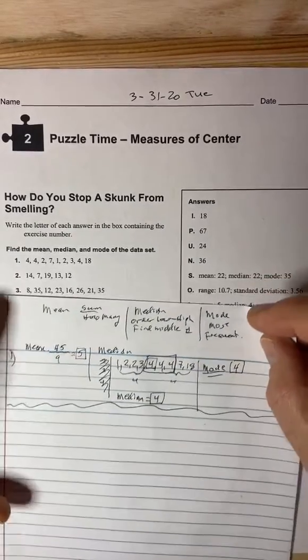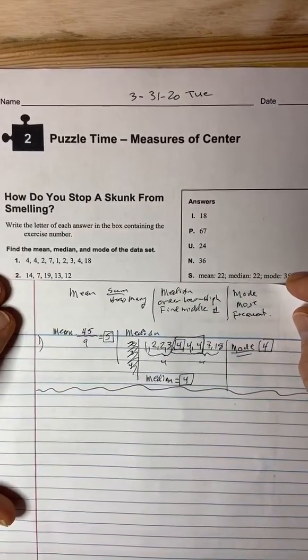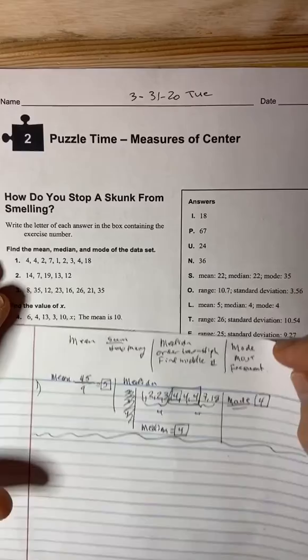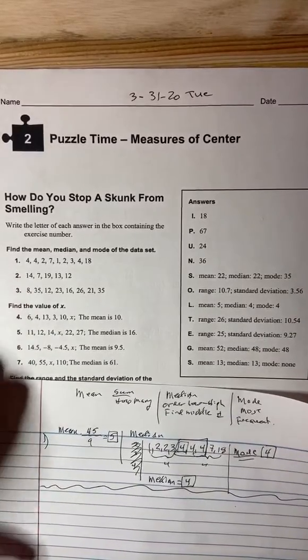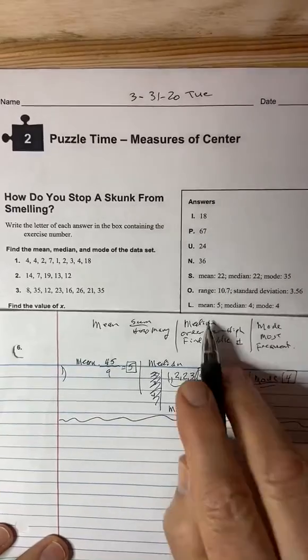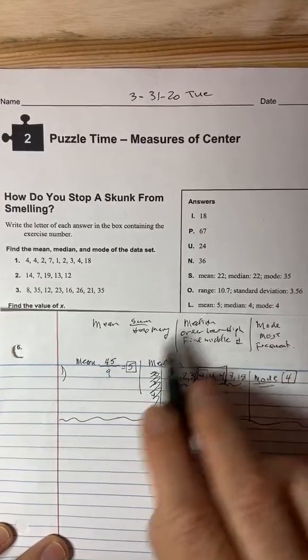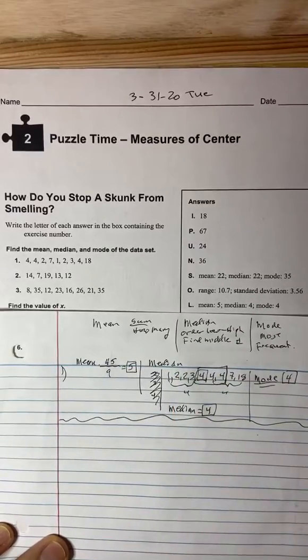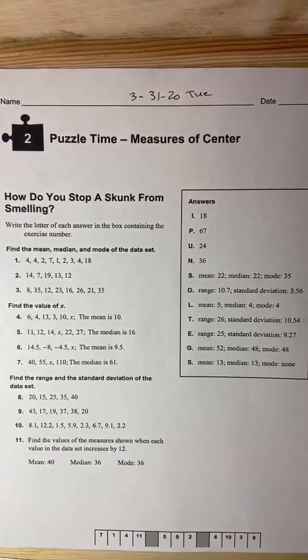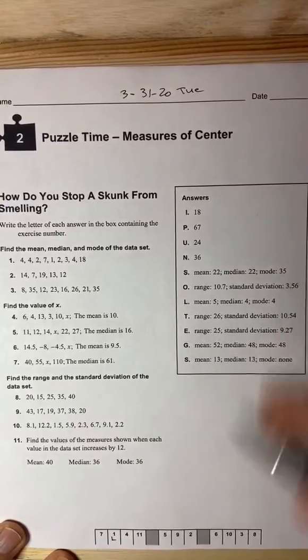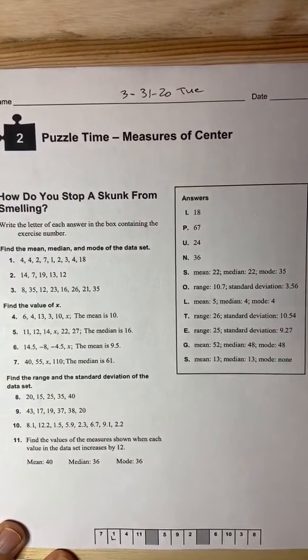And so write the letter of each answer in the box containing the exercise number. So number 1, L is mean is 5, which is right. Median is 4, mode is 4, so whatever one gets an L. Put an L down here. I don't know if you can see that way down the bottom here. All right.